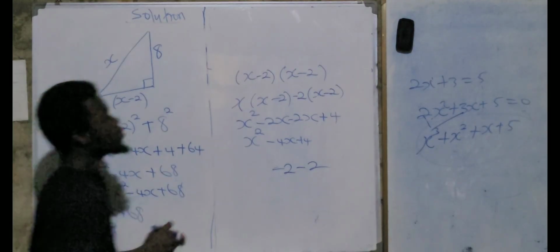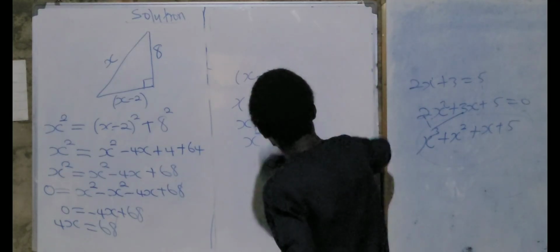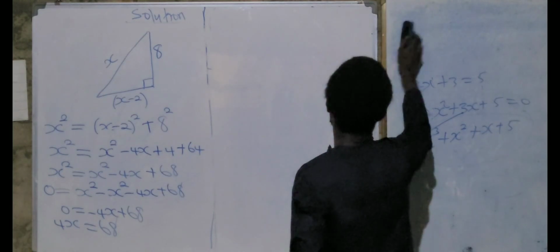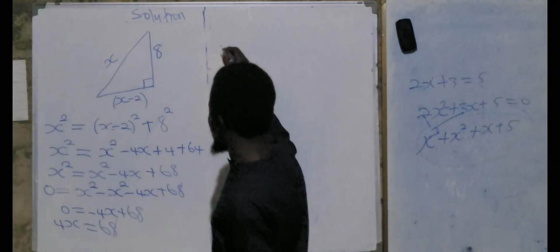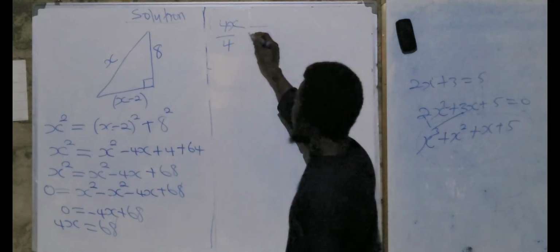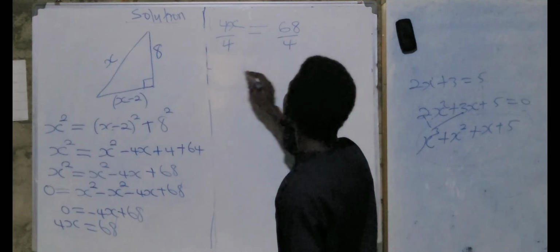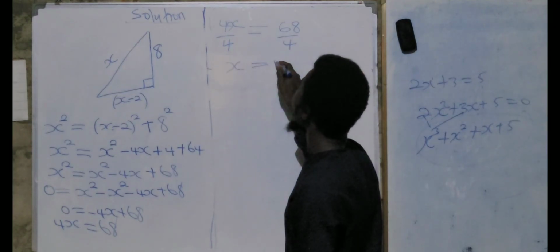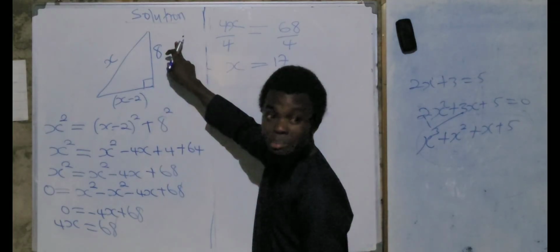And we are asked about the value of x. Finding the value of x means x must stand alone, with no attachment. So we now say 4x divided by 4 equals 68 divided by 4, and x is now equal to 17. We have 17. The distance, are we then measuring it in meters or centimeters?